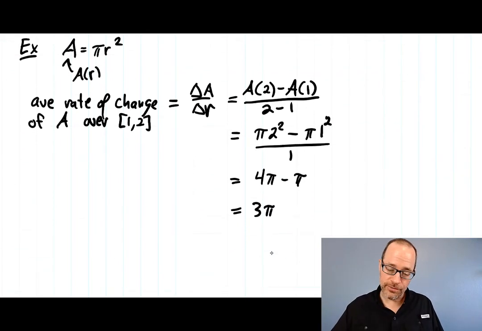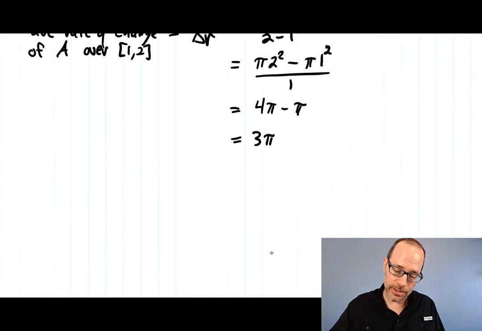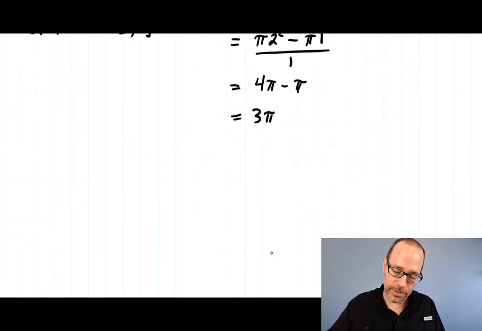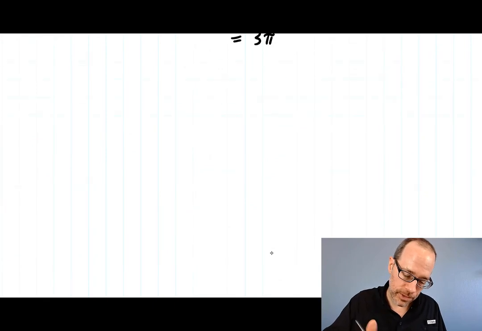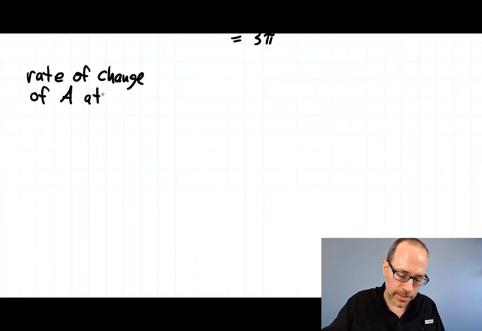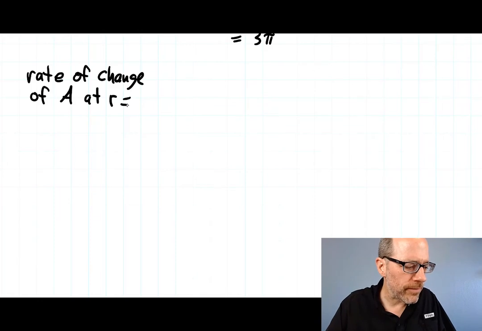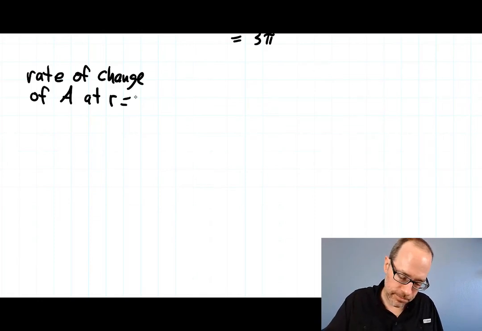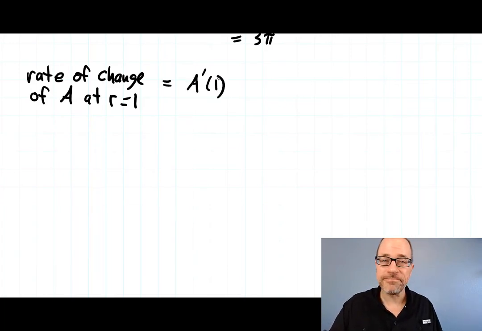You can also ask for the instantaneous rate of change. That's a little easier because it'll just be a derivative. So here we go. The rate of change of the function A at r equals 1, what did I pick? 1 is just the derivative of A at 1.